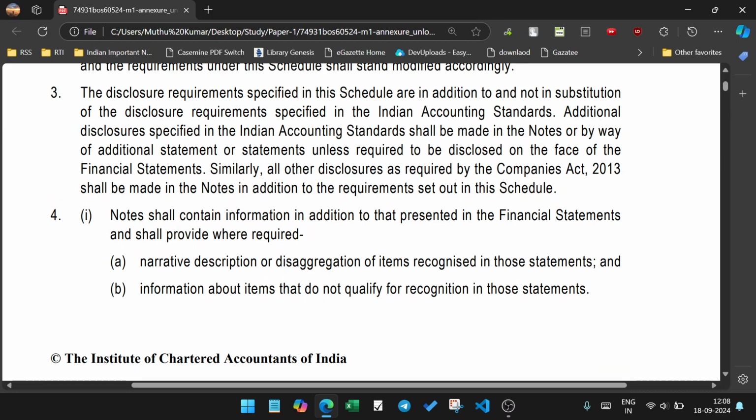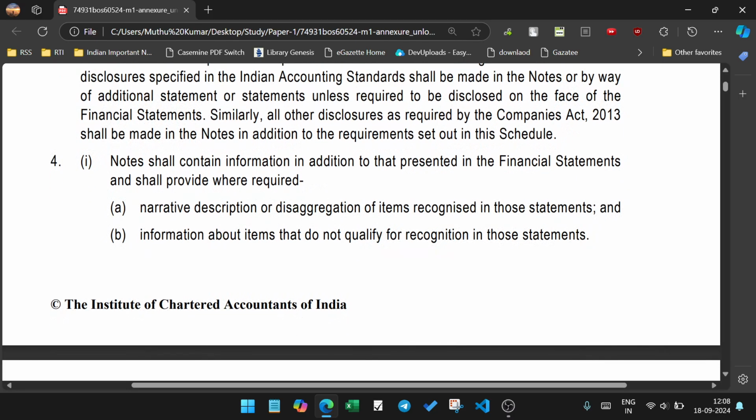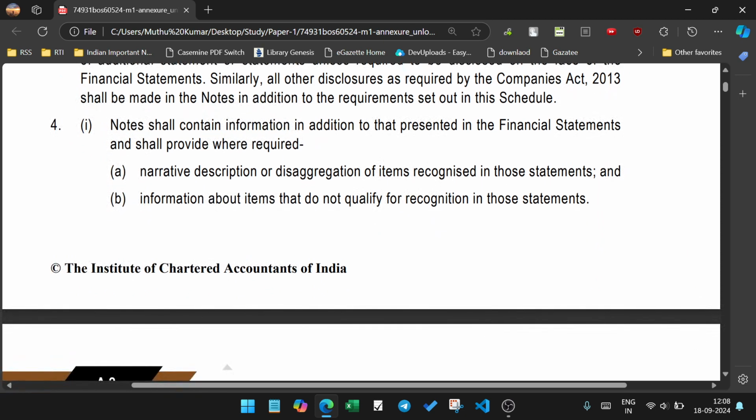Additional disclosures specified in the Indian Accounting Standards shall be made in the notes or by way of additional statements, unless required to be disclosed on the face of the financial statements. Similarly, all the disclosures required by the Companies Act shall be made in the notes in addition to the requirements set out in the schedule.